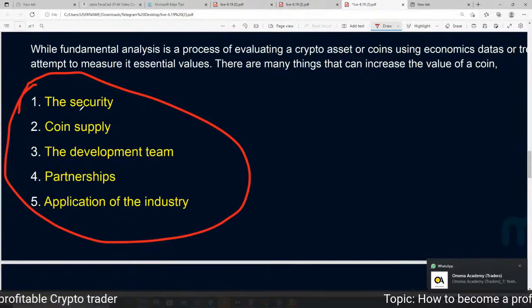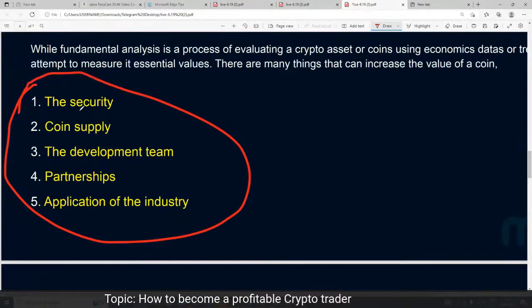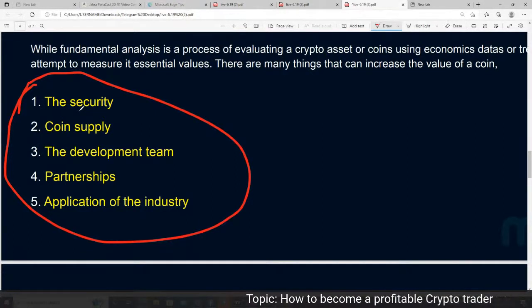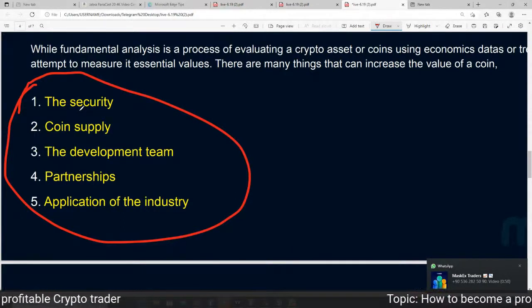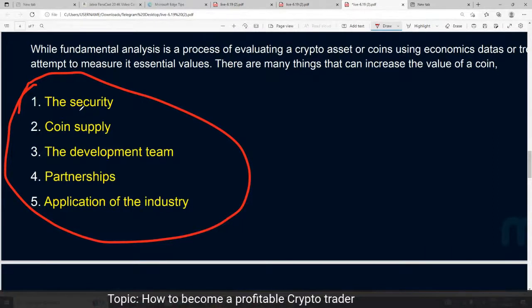Then the partnership means who are they partnering with? Like you can remember when Tesla partnered with Doge in terms of payment, the price of Dogecoin increased. Why? Because there is a partnership there. Now Masquez partnered with NVA coin. Now Masquez is marketing NVA for them. That is partnership.